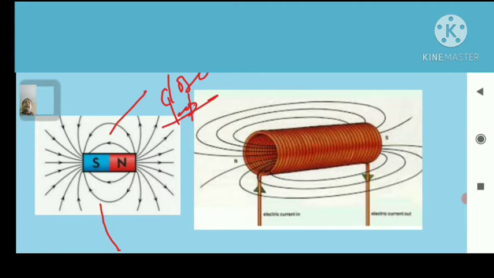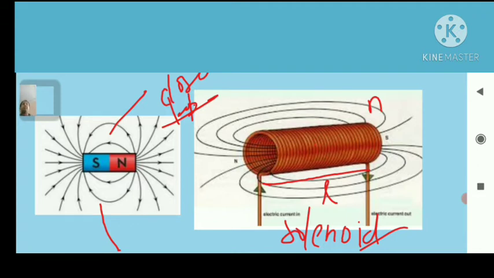And here is a solenoid made of copper wire. Let the number of turns be n, and the length of this solenoid be L. The magnetic field inside a solenoid is stronger than inside a bar magnet. So the magnetic field inside this solenoid is greater than that of this bar magnet.